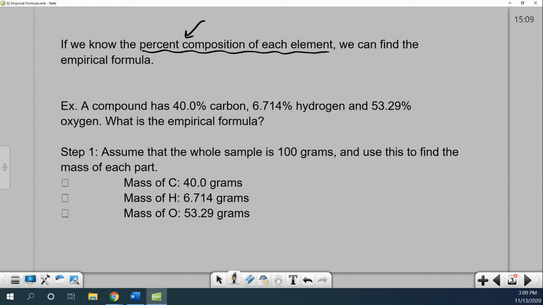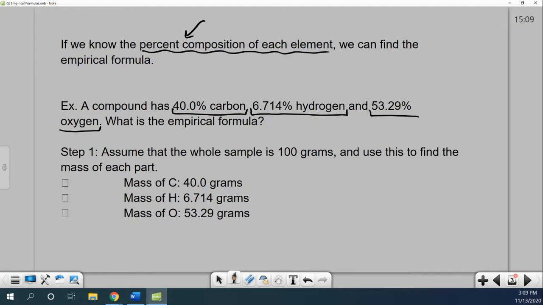So let's look at an example here. A compound has 40% carbon, 6.714% hydrogen, 53.29% oxygen. So we're going to look at C's and H's and O's again. Cool. What is our empirical formula for this?